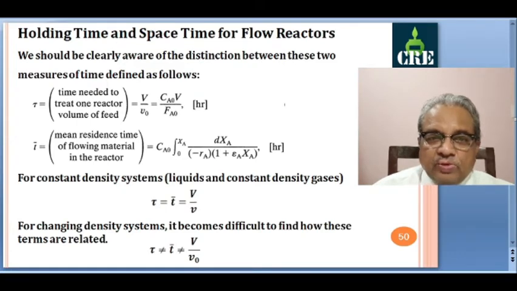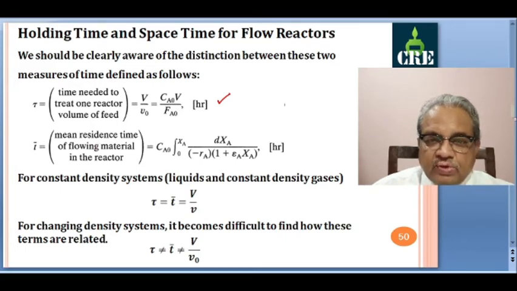So two different measures of time: holding time and space time. Now the space time is the time needed to treat one reactor volume. This we know, V by V0, or VCA0 by FA0. This can be in hour, minute, second, whatever. T bar is the mean residence time of flowing material. The concept of mean residence time will be studied in the context of non-ideality a little later. So this is, you can say, the average time, mean residence time.